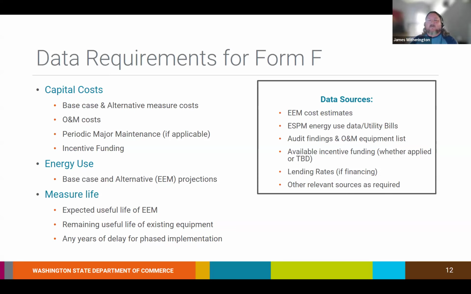The remaining useful life of existing equipment is also key because that will tell you when the equipment is getting replaced in the base case scenario. And obviously, there's also any years of delay for phased implementation. All right, next slide, please.